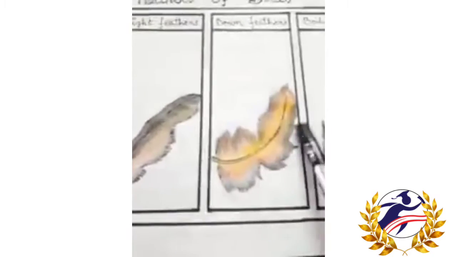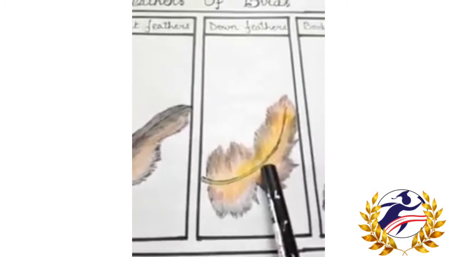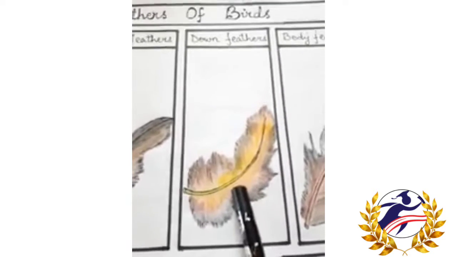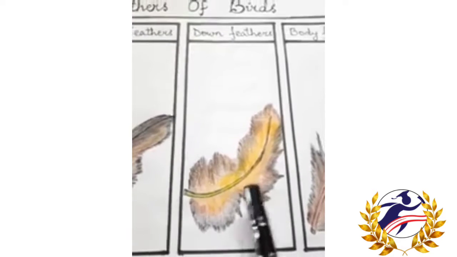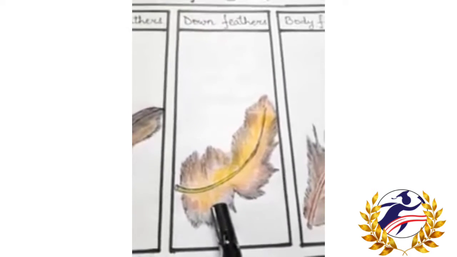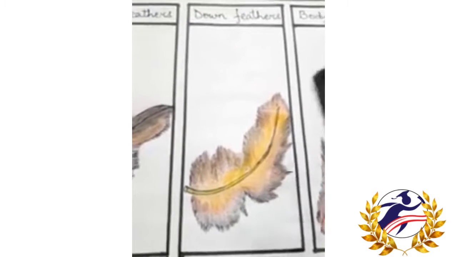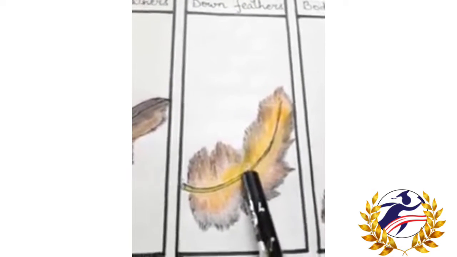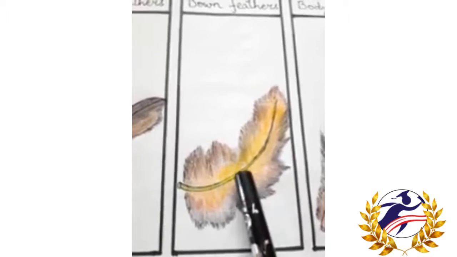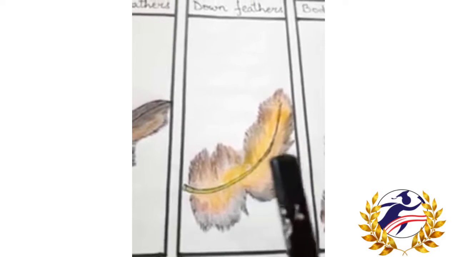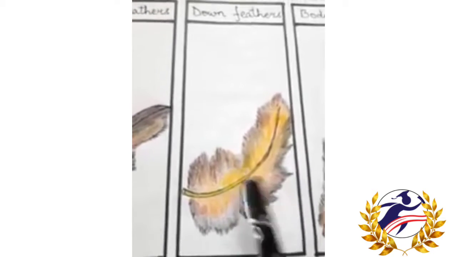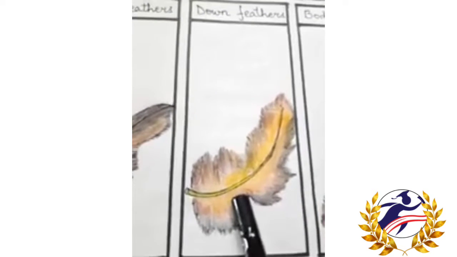Now we'll come to the second feather, that is down feathers. These feathers are soft and fluffy. They cover the bird's body and keep it warm. So the function of this down feather is they help to keep the body of the bird warm. Okay, and they are very soft and fluffy.